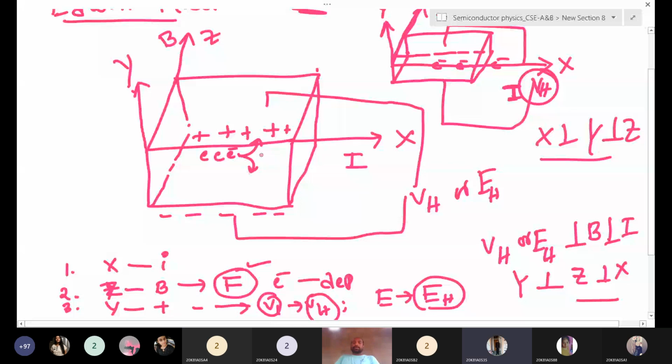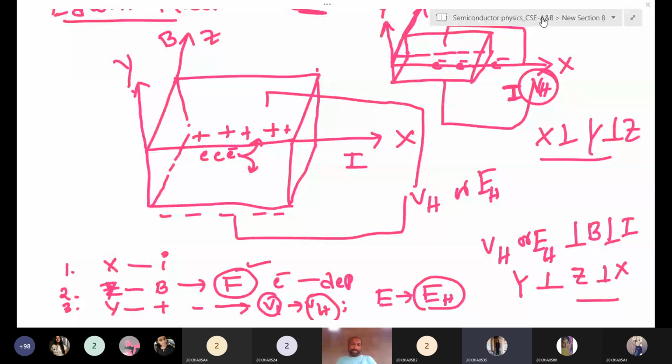So an electric field will also form. Electric field means just positive and negative charges. You can take a positive charge here and a negative charge there. The electric field always points from positive to negative. Along which direction? Along the y direction.